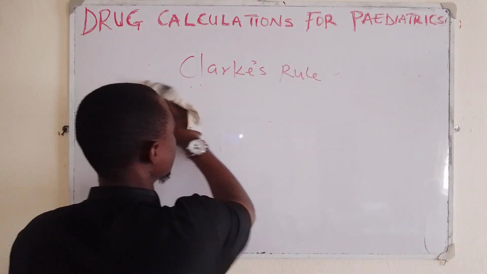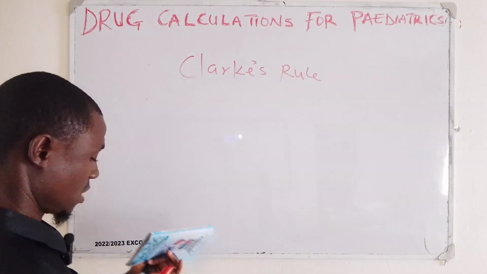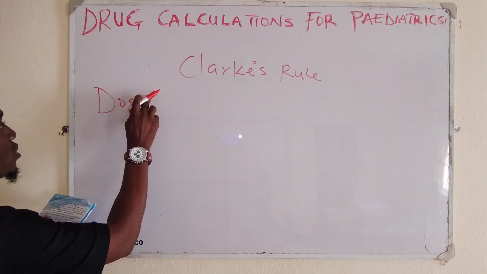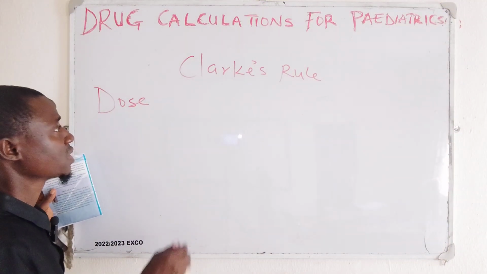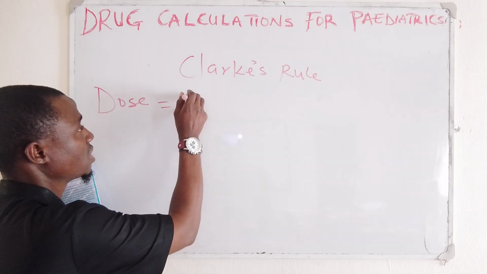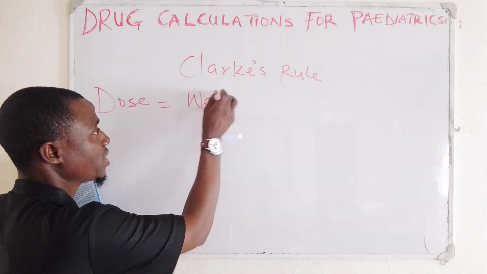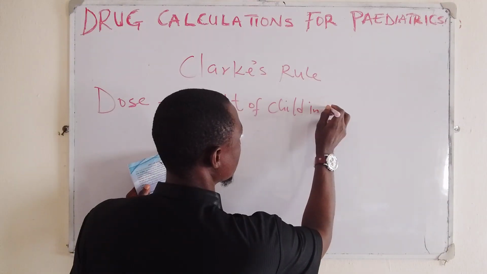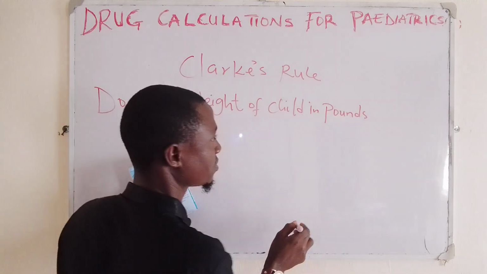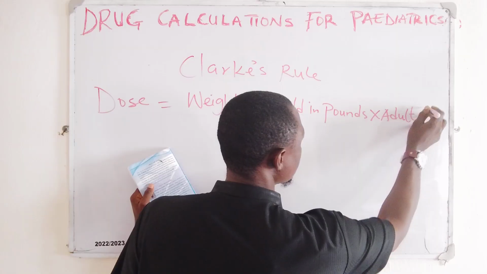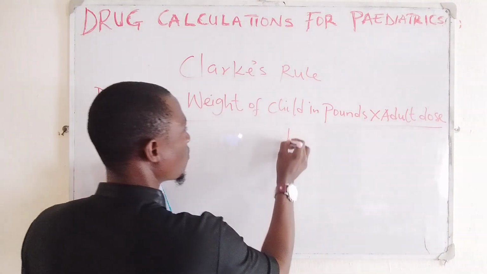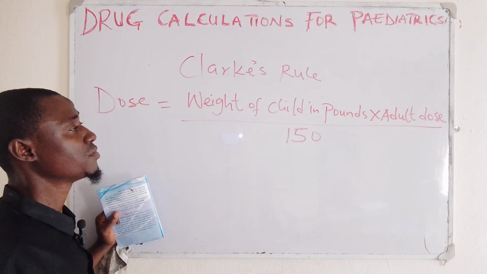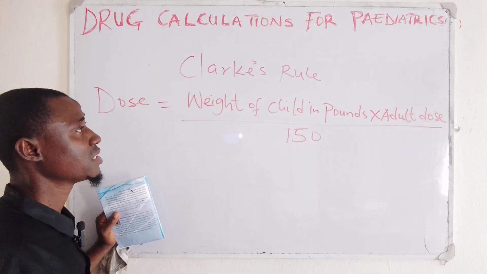The first one we're going to be looking at is Clarke's rule. The dose of a drug to be administered using Clarke's rule is simply, this is the formula, the weight of the child in pounds, multiplied by the adult dose, over 150. So this is simply the formula for calculating the dose of a drug using Clarke's rule.